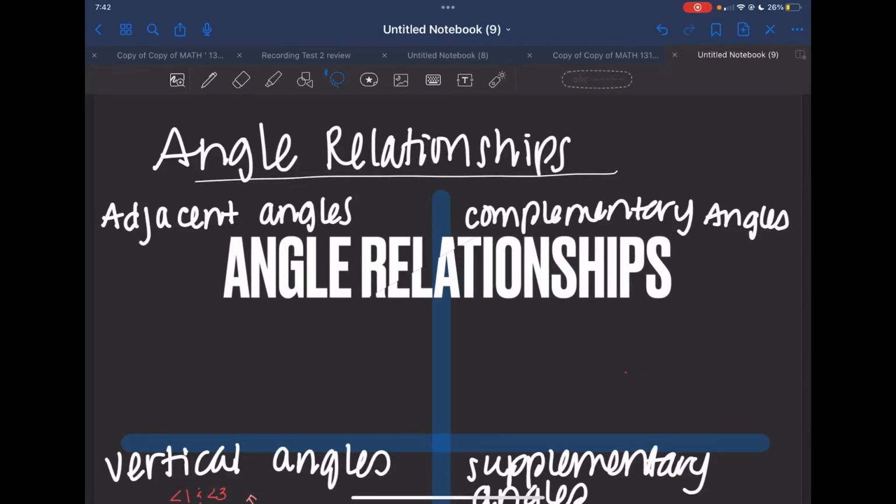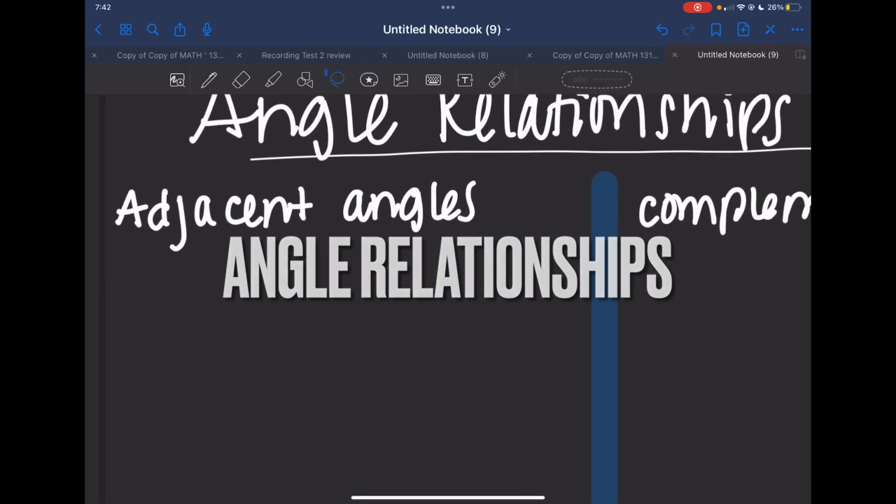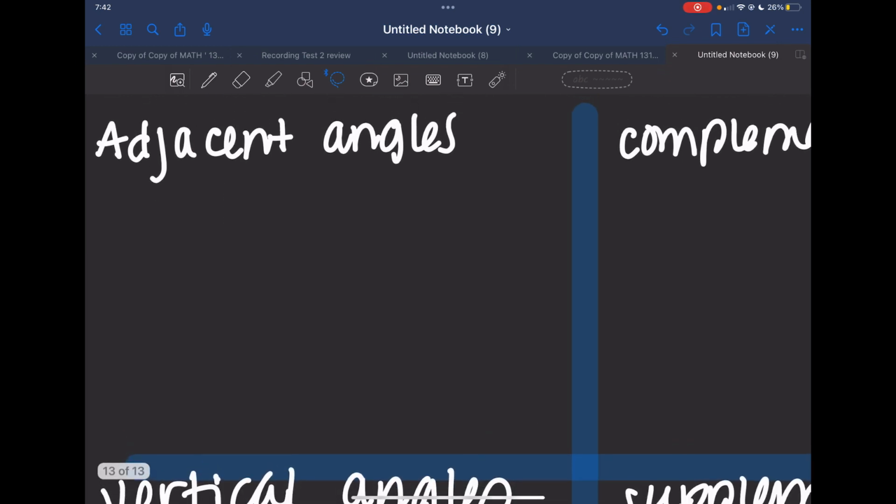We're going to go ahead and look at angle relationships. The first angle relationship we're looking at is going to be adjacent angles. Adjacent angles mean that they're next to each other. So in the diagram shown, you have angle ABD, which is cut by ray C. So we're going to have two angles, ABC and CBD.